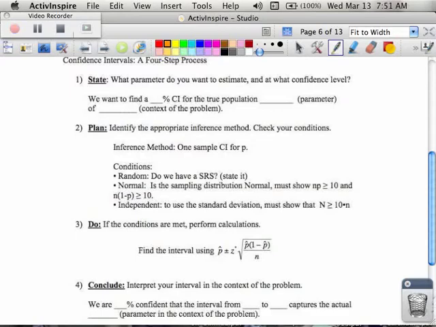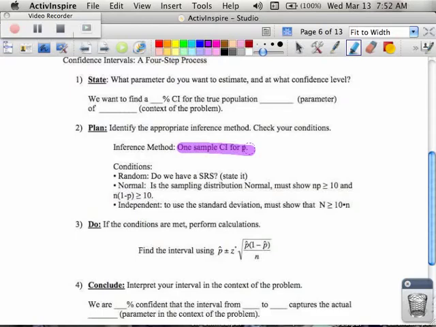In step 2, you talk about the inference method that we're going to use. Right now, the phrase that we're using as of today is, we're going to do a one sample confidence interval for the proportion. You have to make sure that you check your conditions. Is it a simple random sample? No matter what you do from now on, you're going to say we have a simple random sample. Just do it.